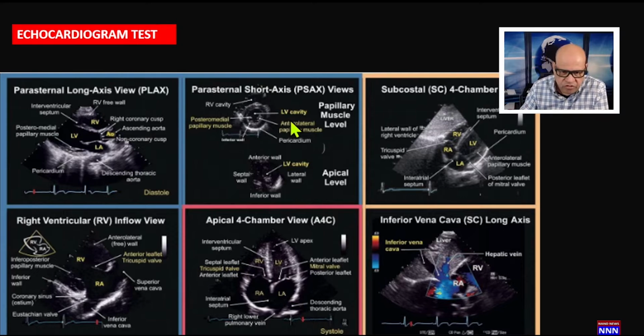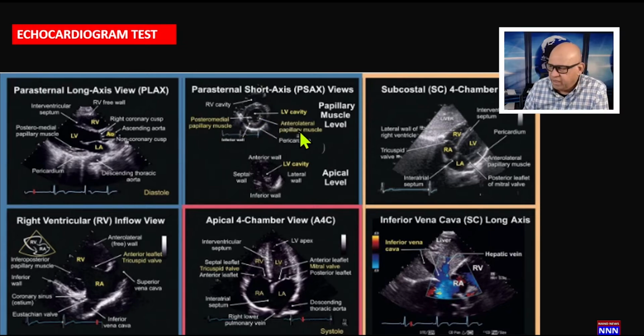Let's move on to the next one, parasternal short axis, which is a very commonly used one, starting off at the mid-level, looking at the left ventricle. And here we have, where's my arrow? Here we have the anterior wall, here we have the septum, here we have the inferior wall, and here we have the lateral wall, and this is the left ventricular cavity and the papillary muscles. Posteromedial papillary muscle and the anterolateral papillary muscle.